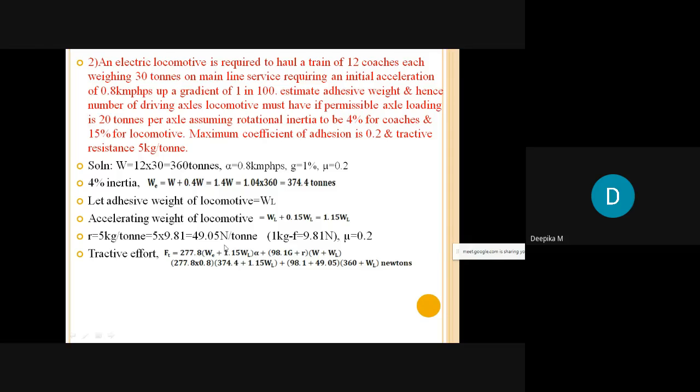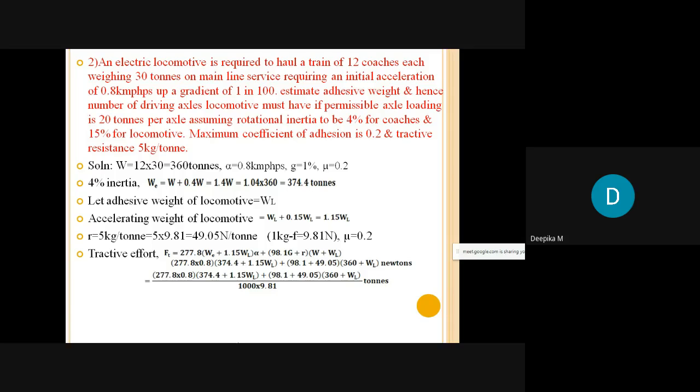In the acceleration term, we have to substitute the accelerating weight, which is nothing but the effective weight. Hence we substitute the accelerating weight, that is WE plus 1.15 WL. So remember this: here we need to substitute the accelerating weight, and here it is only the dead weight. Okay, so hence we will get this value.